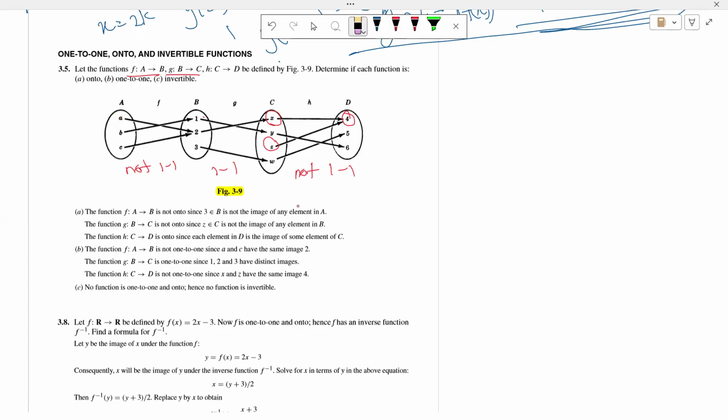Now, if you look at the onto function, right? The first one, f is not onto. Why is f not onto?